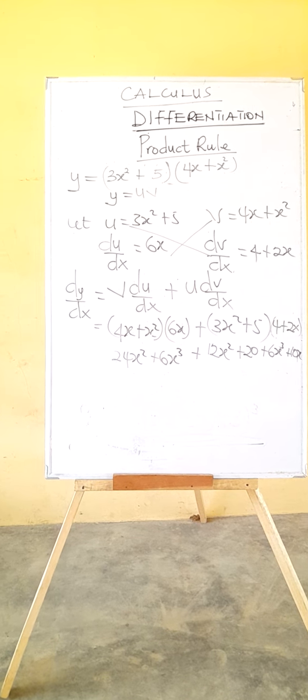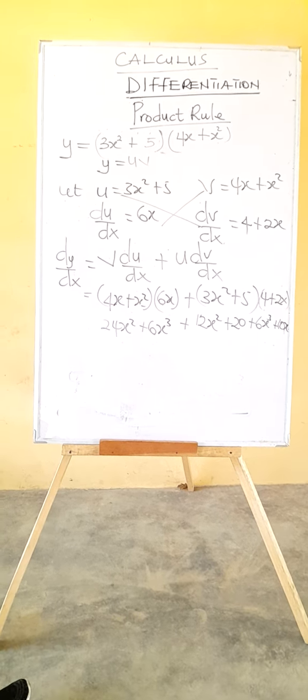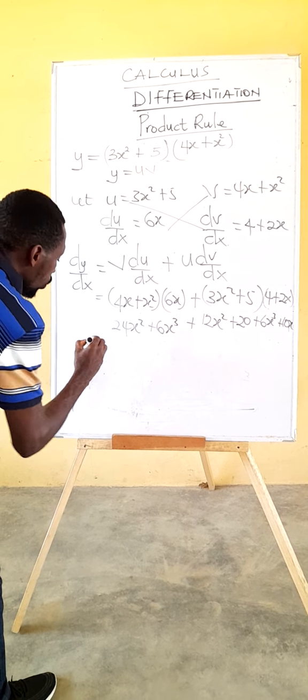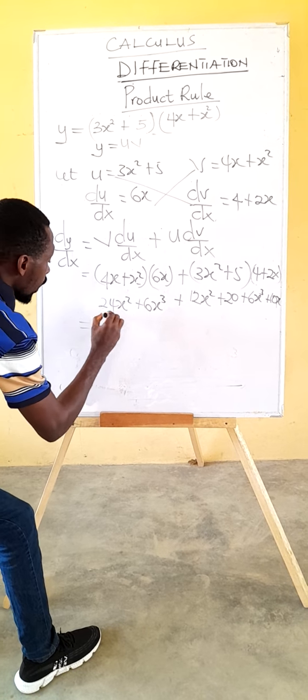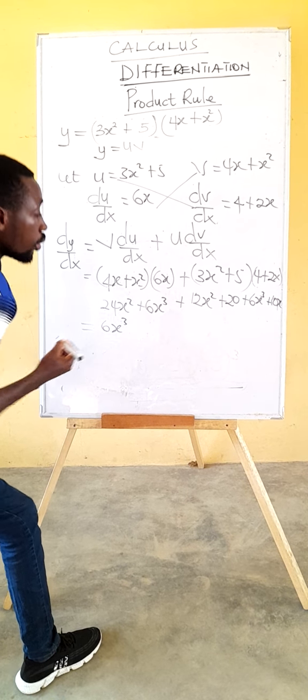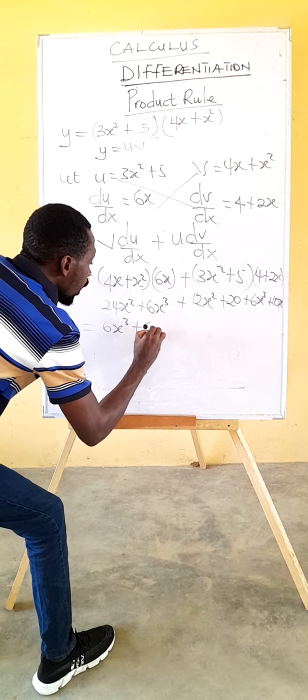Now what do we do? We rearrange them in order of their magnitude. So in order of their magnitude, we have 6x cubed, plus another 6x cubed.